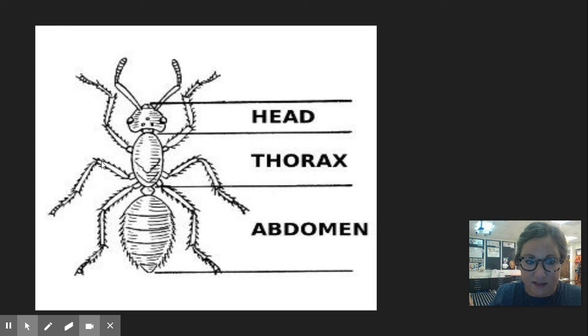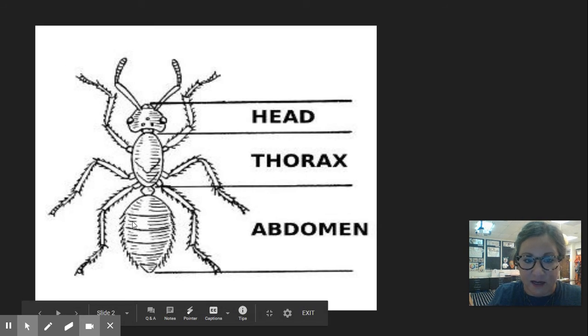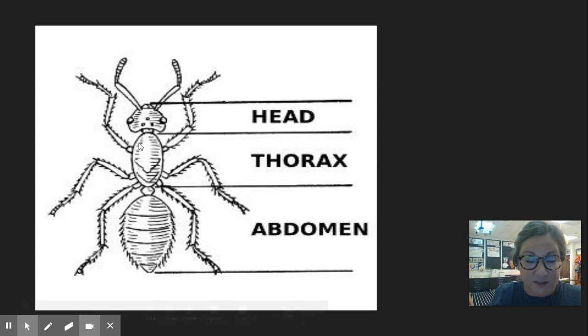Let's count. 1, 2, 3 on one side. 1, 2, 3 on the other side. 3 and 3 is 6. It's got 6 legs. Insects' bodies have 3 parts. They have an abdomen, the largest part here. They have a thorax, which is in between. It connects to the head, which is the third part.